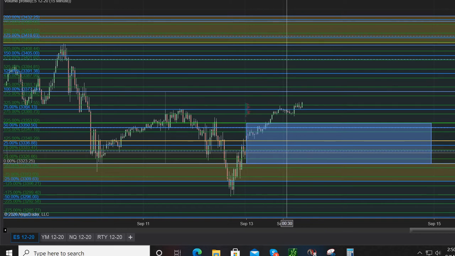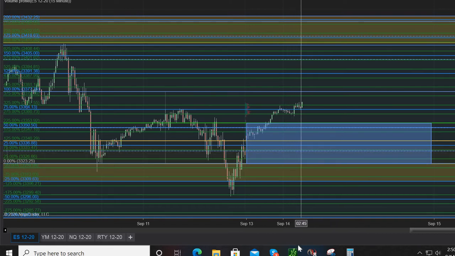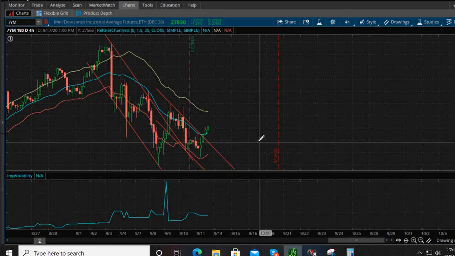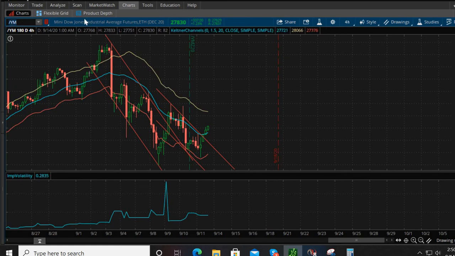So this is for Monday, September 14th. We're going to look at ES first. Let's go to the higher time frames, the 4-hour chart.